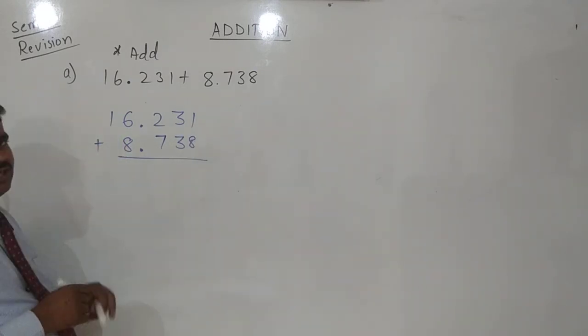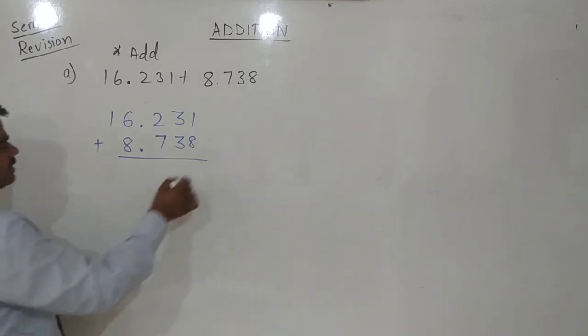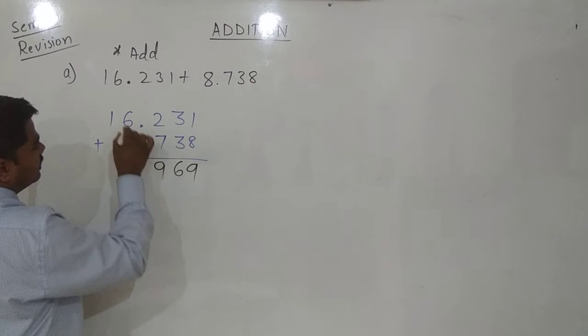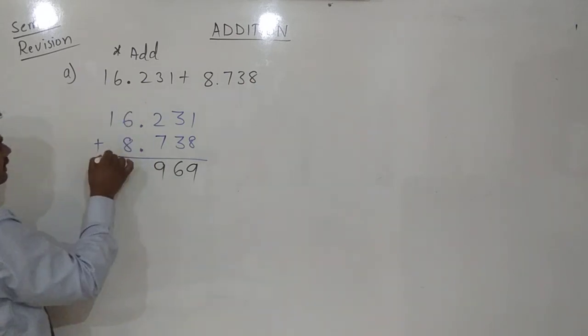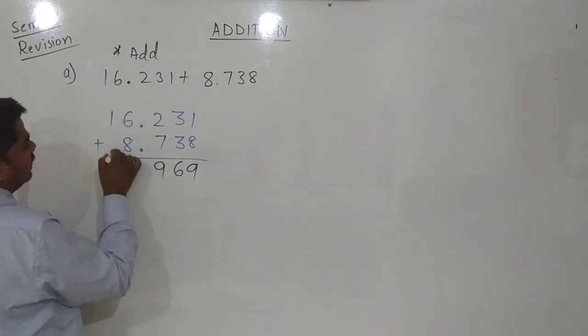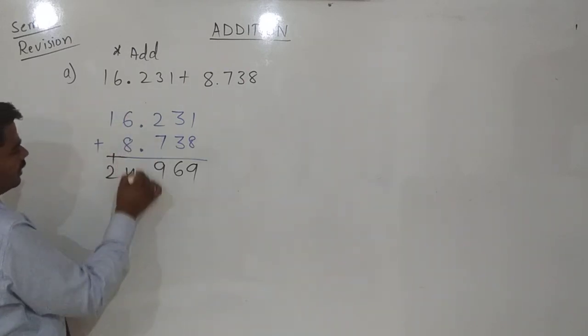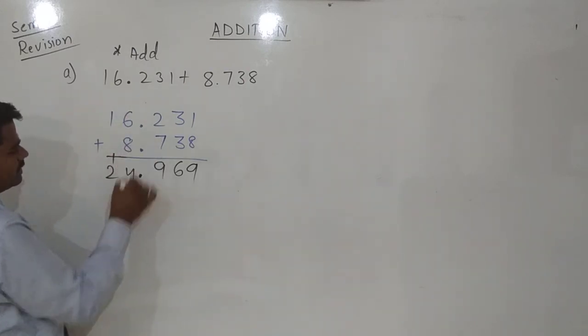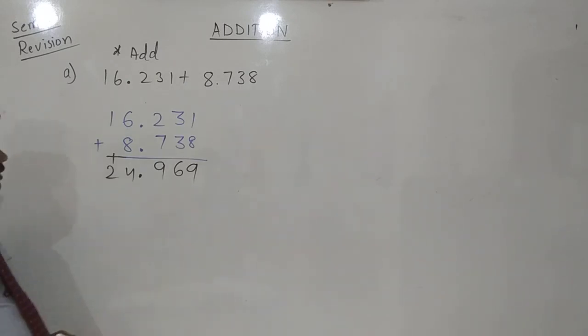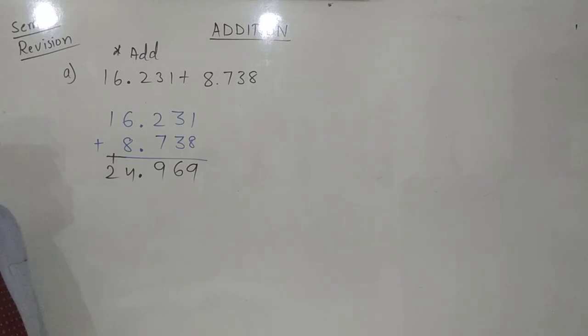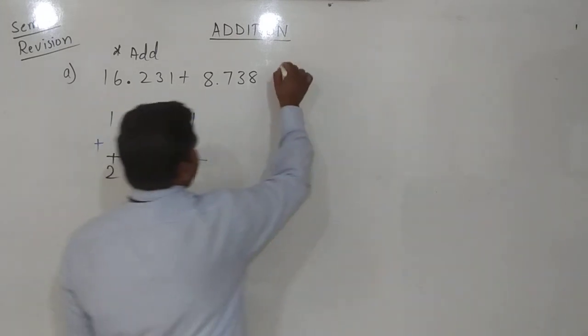8 plus 1 or 1 plus 8 is 9. 3 plus 3 is 6. 7 plus 2 is 9. 6 plus 8, yes, it is 14. 1 carry above. Then 1 plus 1, it is 2. Keep the decimal point exactly down, bring it down. Now 24.969 is the answer. Very simple, adding decimal numbers also.